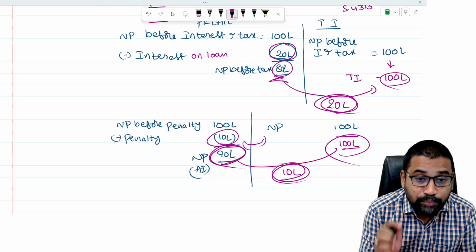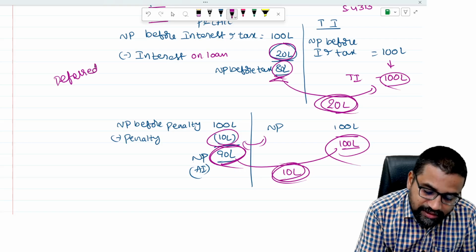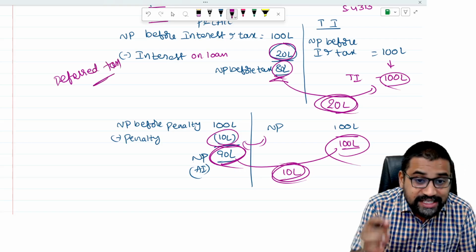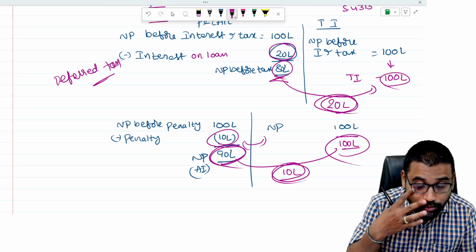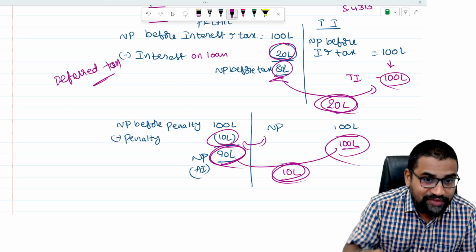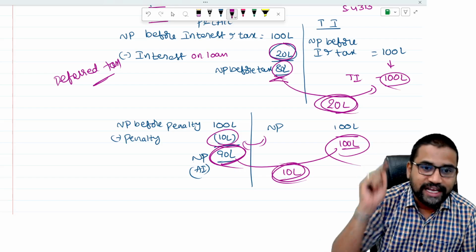That's why see, they put the appropriate word, deferred tax. Deferring. Because see, they know that this tax is deferring for the future. Because it is not that there is a difference. This difference is going to reverse in the coming years. That's why we are booking deferred tax.